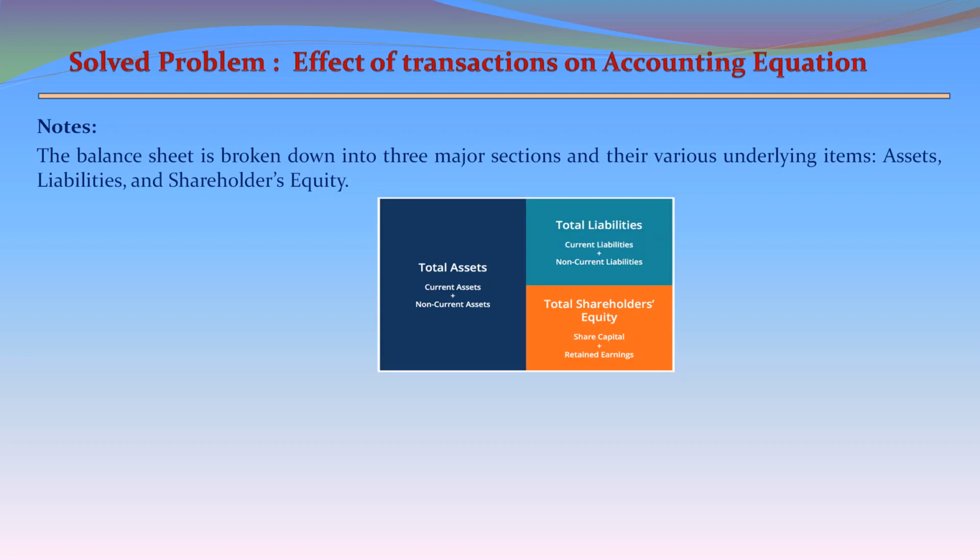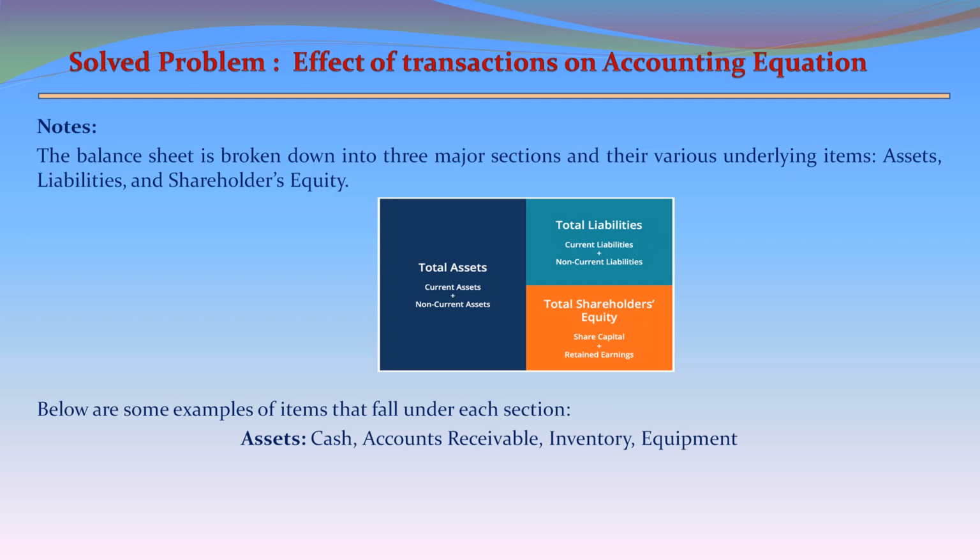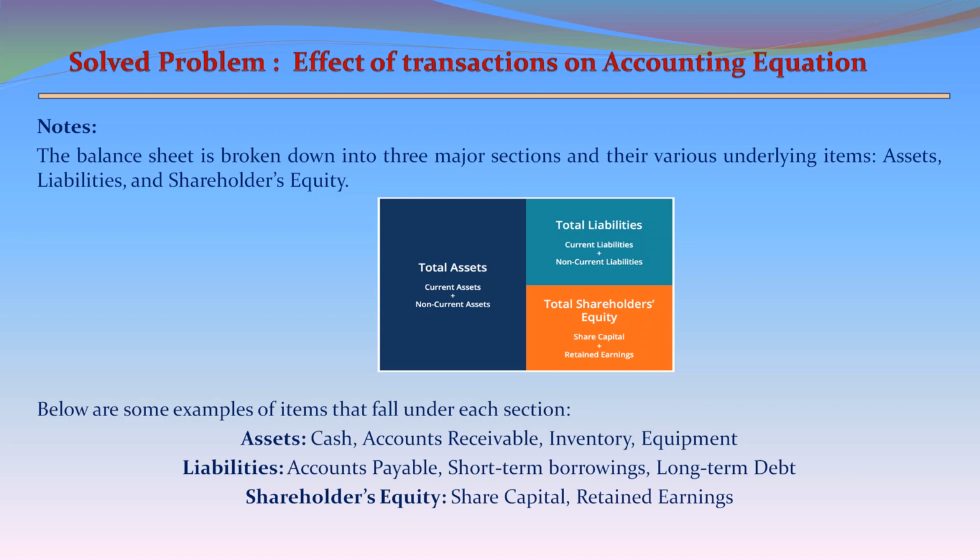Total assets: current assets plus non-current assets. Total liabilities: current liabilities plus non-current liabilities. Total shareholders' equity: share capital plus retained earnings. Below are some examples of items that fall under each section. Assets: cash, accounts receivable, inventory, equipment, etc. Liabilities: accounts payable, short-term borrowings, long-term debt. Shareholders' equity: share capital, retained earnings. The accounting equation shows the relationship between these three items.